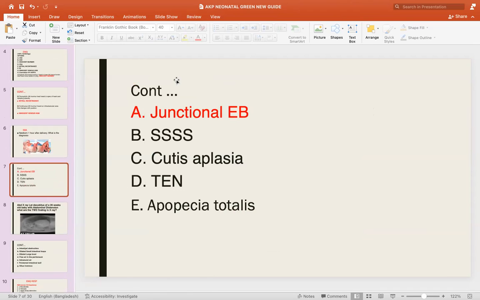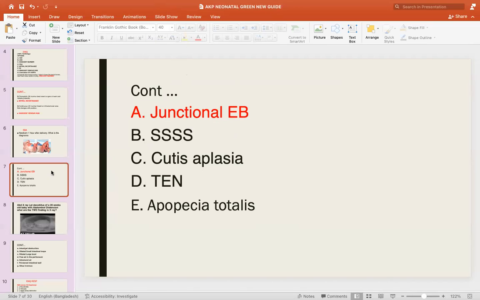I'm telling you one thing: during our exam preparation, we look at more and more pictures from Google. Suppose Edwards syndrome, we see from Google 10, 20, 40 times the same baby, how the baby looks. Suppose Williams syndrome, how the baby looks. Suppose RDS, respiratory distress syndrome, how the X-ray looks. So Google is the best for pictures. You can see multiple pictures of junctional epidermolysis bullosa, SSSS, cutis aplasia. It will increase your visual memory.